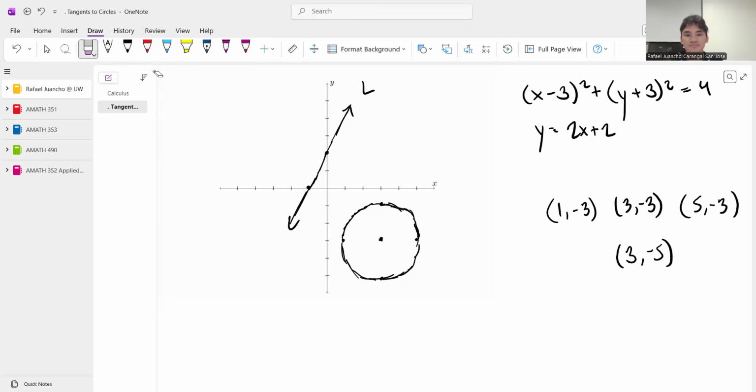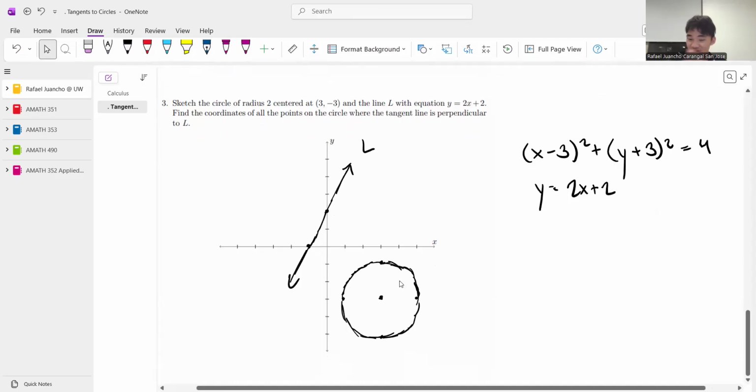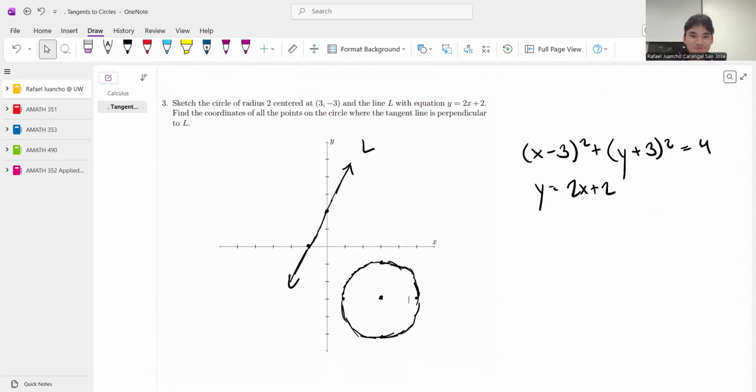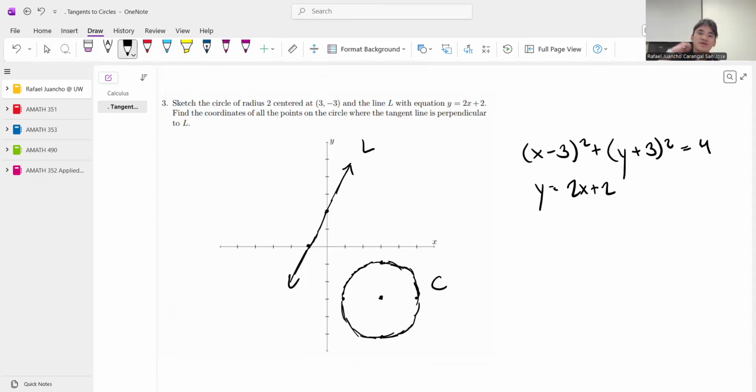Okay, cool. Now, here we notice we don't think this is going to intersect. How can we tell? Well, we just plug in and nothing's going to happen, most likely, right? But now we've sketched line L and circle C. So we're done with that part. Now we need to find the coordinates of all points on the circle where the tangent line is perpendicular to L.